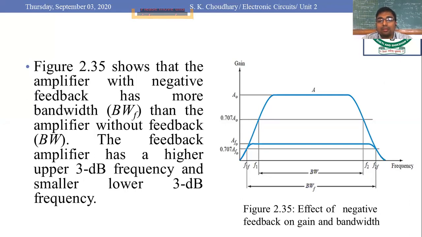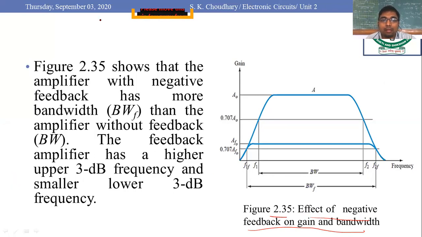But on the other hand, you can say that the bandwidth has been increased. That you can understand with the help of this graph. If you see figure 2.35, in this graph I have shown the effect of negative feedback on the gain and bandwidth. Please draw this diagram. This is very important.